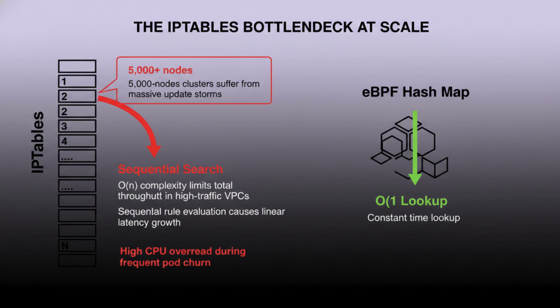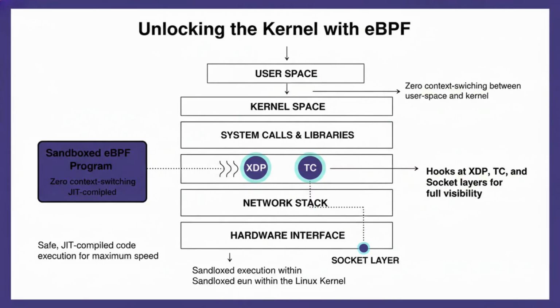We need a way to bypass this linear search and move toward an O(1) lookup mechanism, which is exactly where eBPF maps come into play. eBPF, or Extended Berkeley Packet Filter, is a revolutionary technology that allows us to run sandboxed programs inside the Linux kernel without changing kernel source code or loading modules. It effectively makes the kernel programmable.